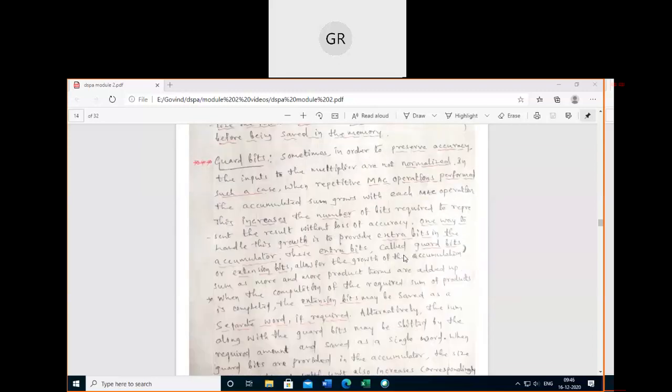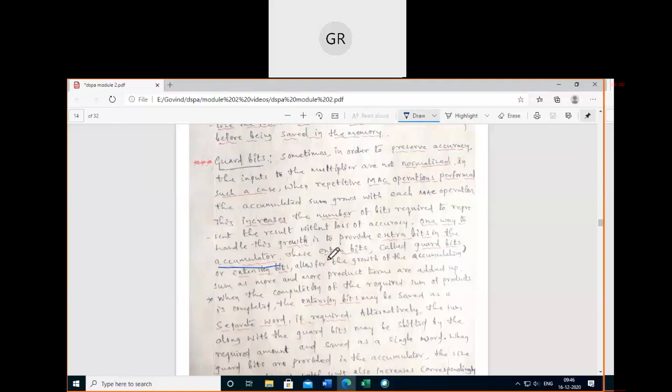Next one is guard bits. Sometimes, in order to preserve accuracy, the inputs to the multiplier are not normalized. In such a case, when repetitive MAC operations are performed, the accumulated sum grows with each MAC operation. This increases the number of bits required to represent the result without loss of accuracy. One way to handle this growth is to provide extra bits in the accumulator.